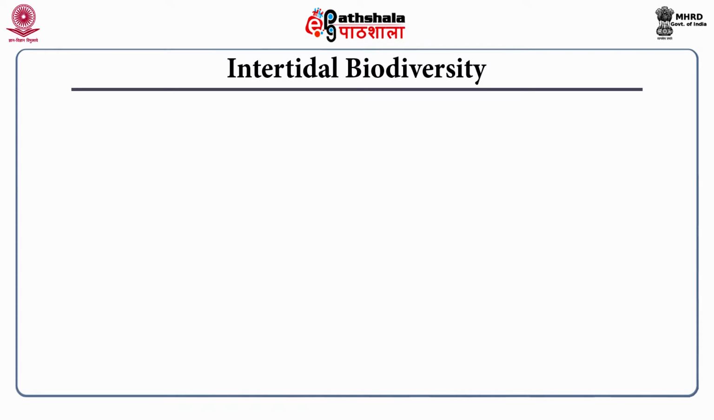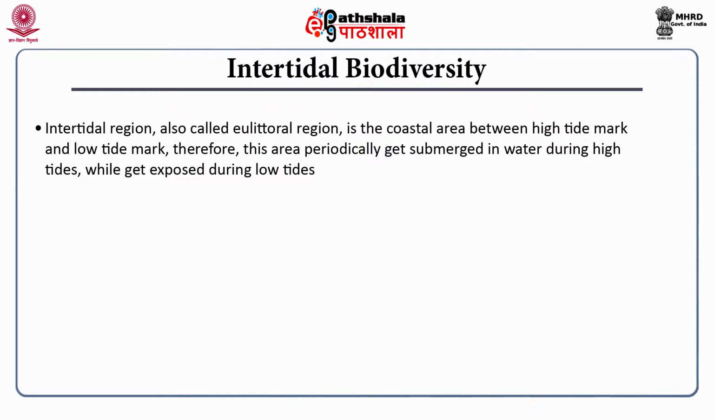First, we will see about the intertidal region. Intertidal region, also called eulittoral region, is a coastal area between the high tide mark and the low tide mark. Therefore, this area periodically gets submerged in water during high tides, while getting exposed during low tides. It is the richest among the oceanic zones: the most number of species is found in the intertidal region.